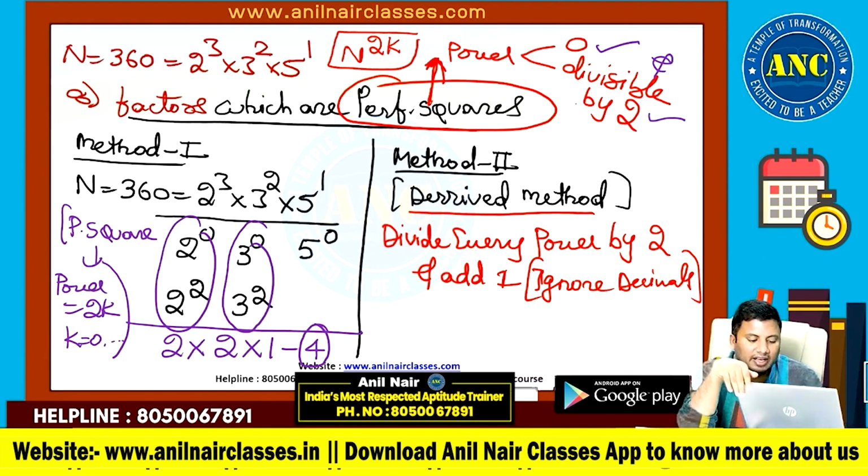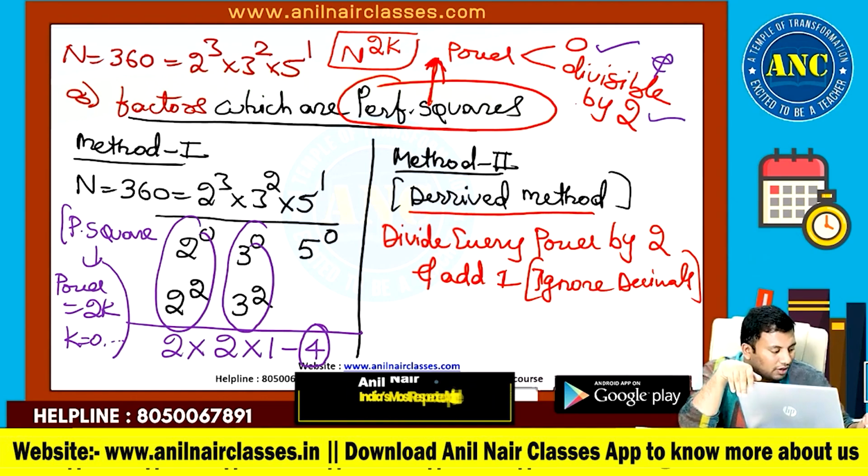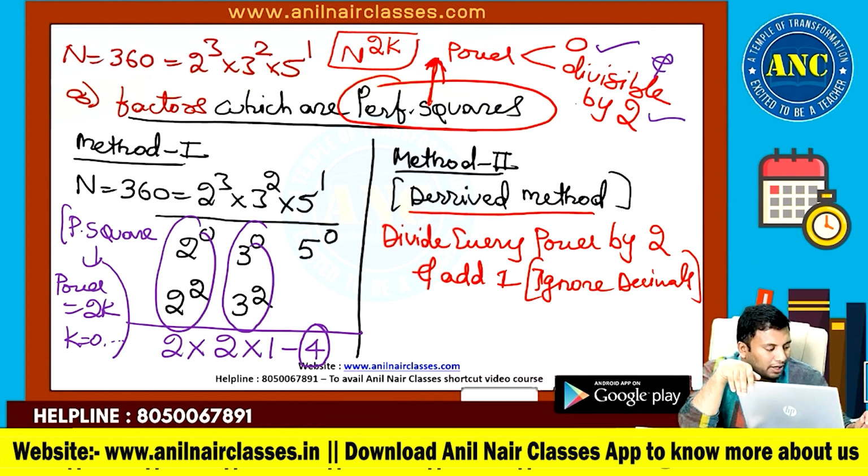We are dividing every power by 2. Why? Because a perfect square's power should be divisible by 2. So 3 divided by 2 is 1, plus 1. Ignore the decimal.